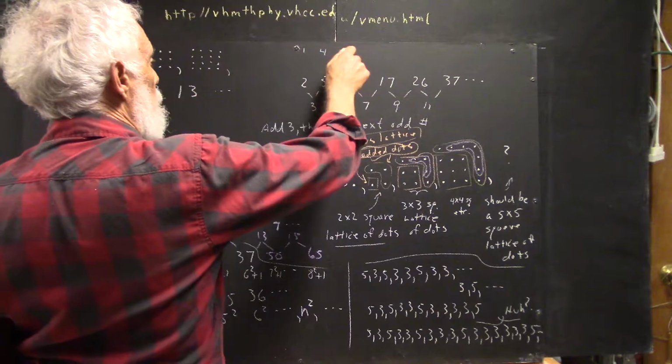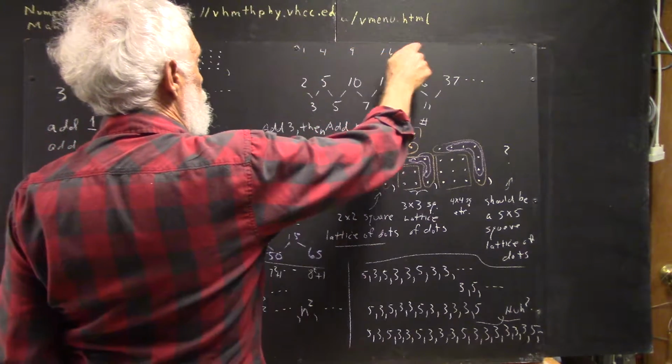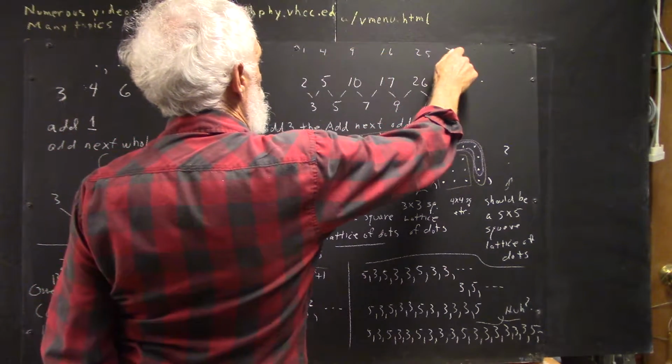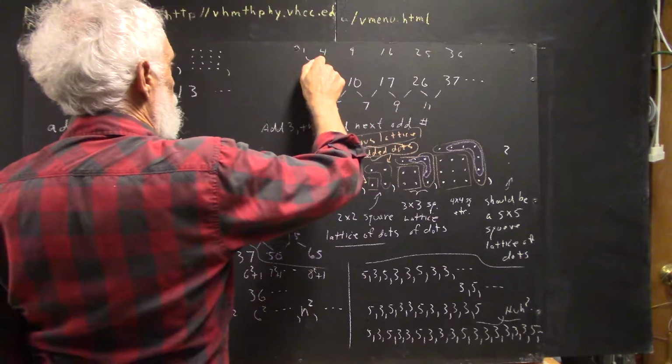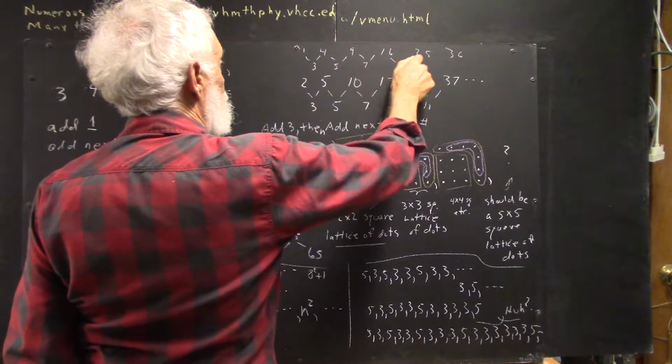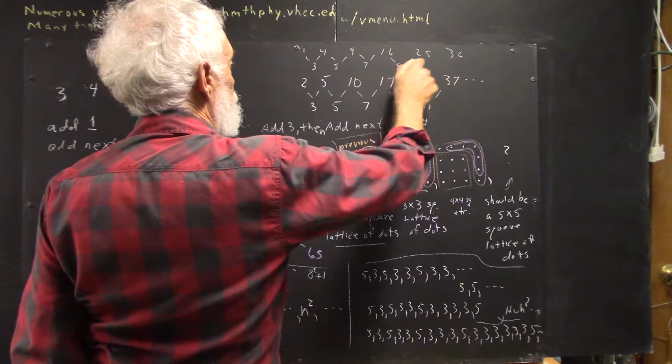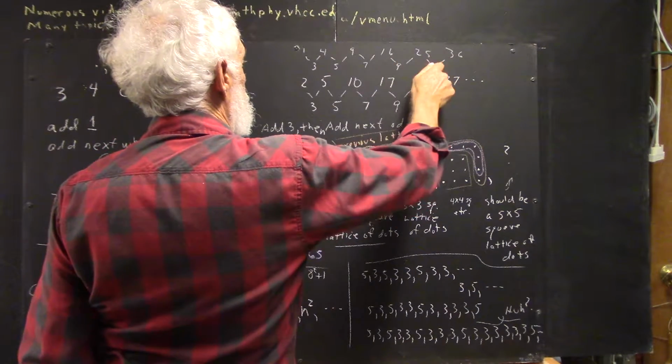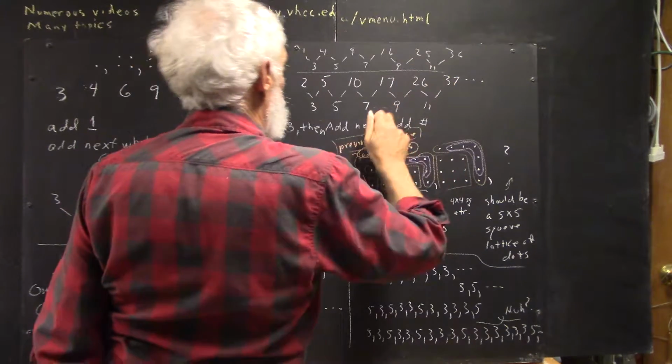1, 4, 9, 16, 25, 36, and it shouldn't be surprising that you get the same numbers when you subtract these as you got here.